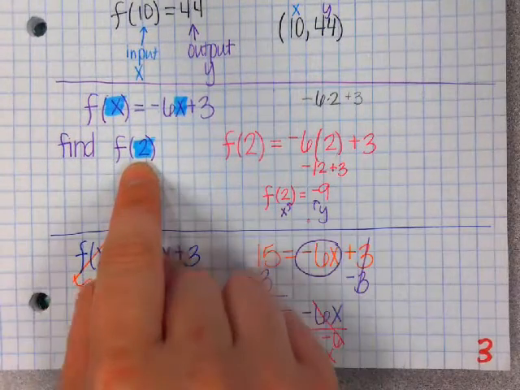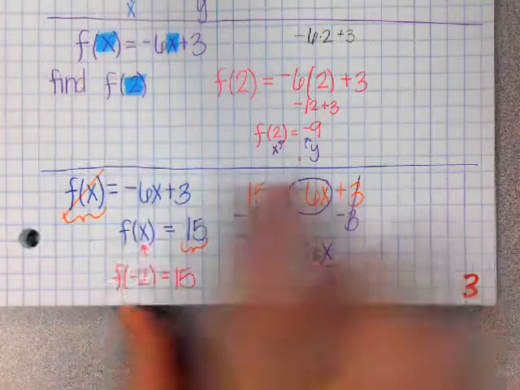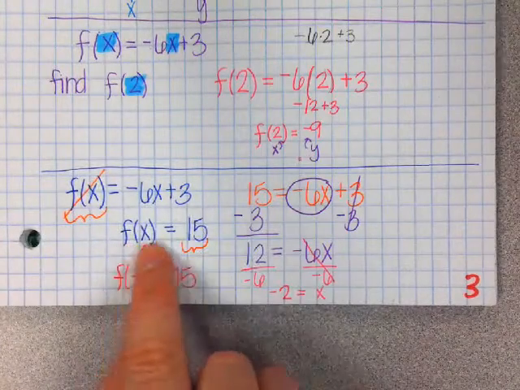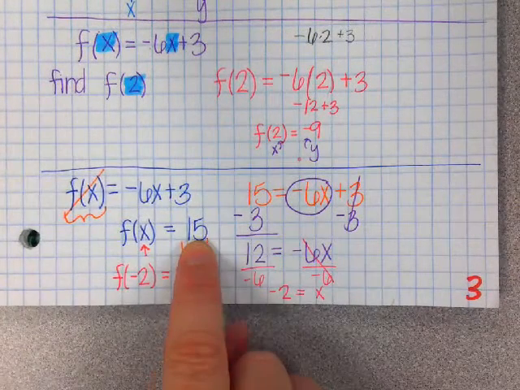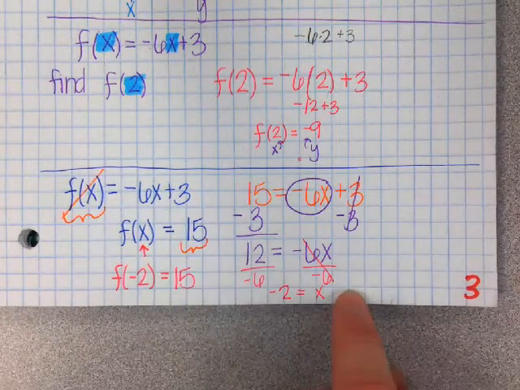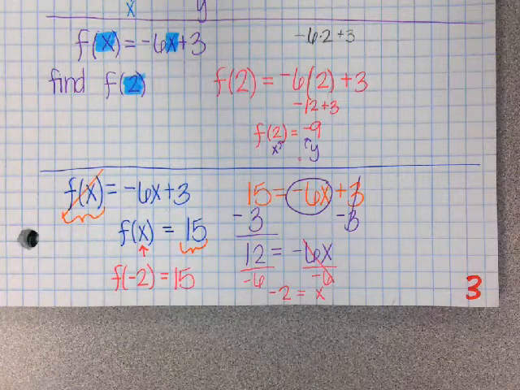Okay, so that's the big thing that you have to look for every time you're doing these. If it gives you a value inside of the parentheses, you're going to plug it in for x. If it gives you what f of x equals, then you're going to take out the f of x and write it as that number, and then solve for x.